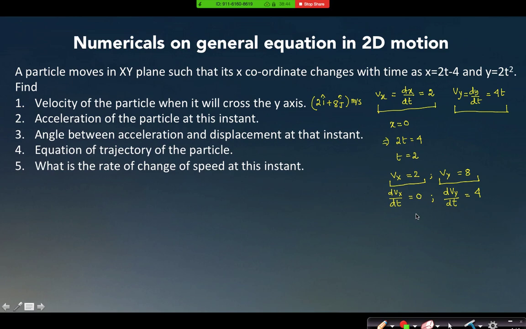So don't differentiate the value at a particular instant. Differentiate the function. Okay, so ax equal to 0 and ay equal to 4. That means the acceleration of the particle is 4 j cap meter per second square. What is the angle between acceleration vector and displacement vector at that instant? Nothing but 1 by root 5.